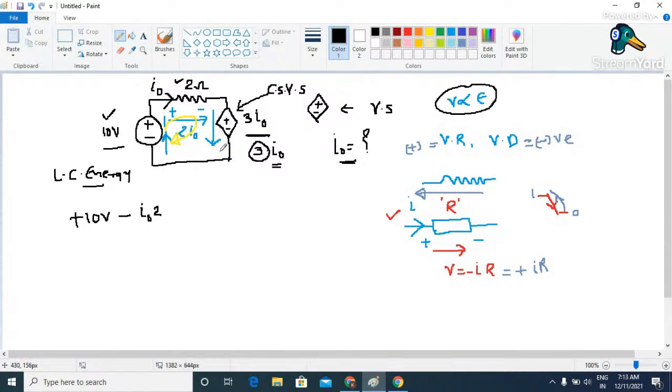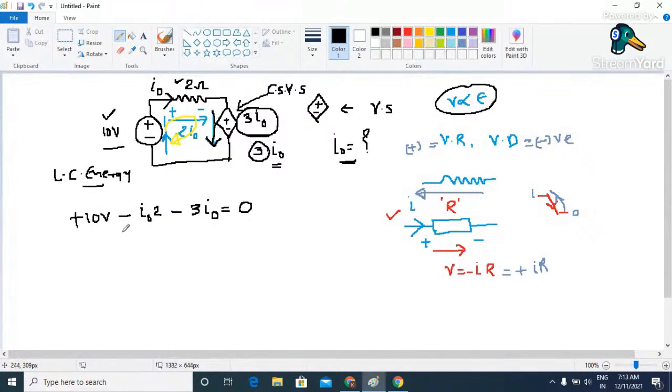And then what about this? Again we are moving in the clockwise direction, that means in the downward direction. And here we are basically moving from plus to minus. So plus to minus means again we are going to face a drop. That means we need to take this as negative. And what will be the magnitude of this voltage source? It is simply 3 into I naught. So here we need to write 3 into I naught. And this is going to be 0.